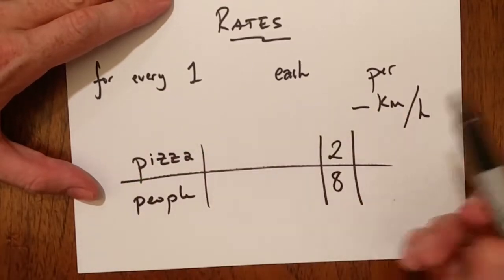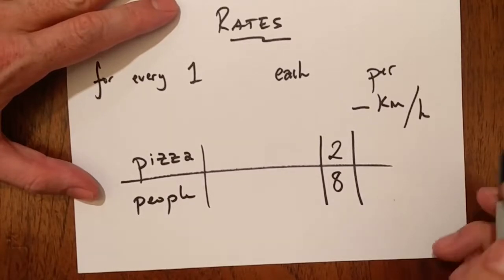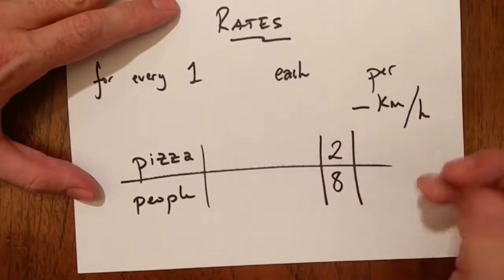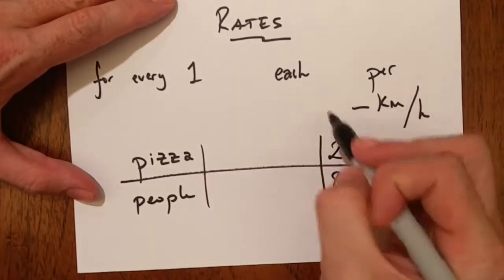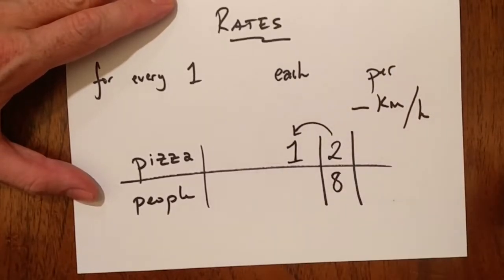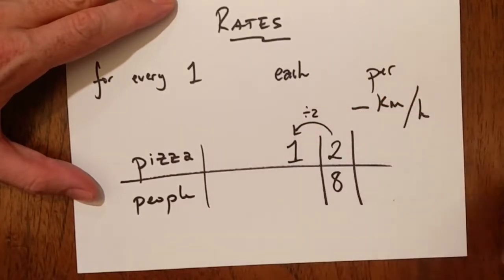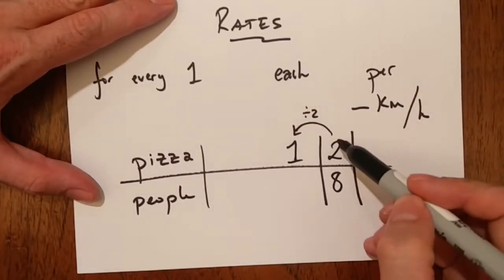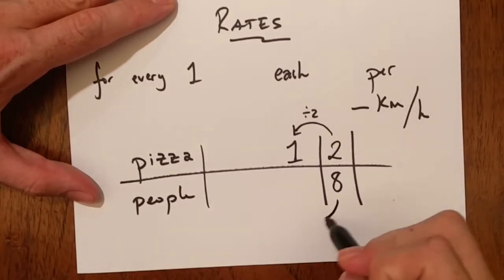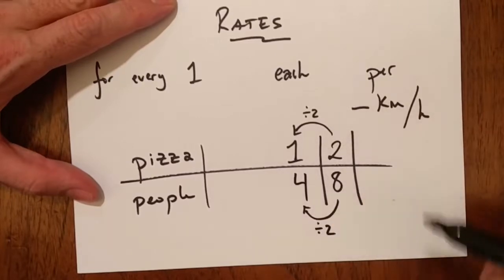I can also phrase this as how many people eat per pizza? Well, I want to know per pizza or for every one pizza. So what I need to do is scale down my pizzas to 1. How does 2 scale down to 1? Well, I need to divide it by 2. If I divide 2 by 2, that's the top, I need to divide the bottom by 2. 8 divided by 2 is going to equal 4.